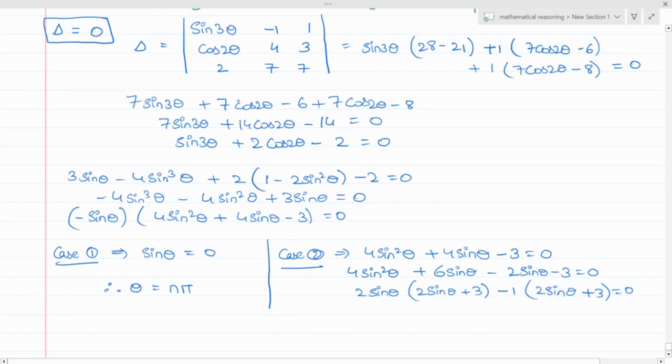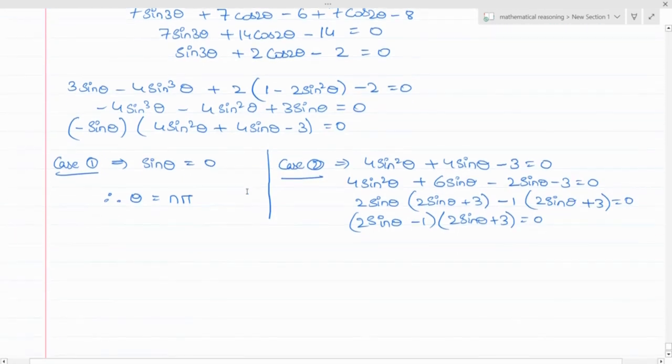So what are the factors over here? 2 sine theta minus 1 and 2 sine theta plus 3. These are the two factors. And again from here we have two different solutions. That is sine theta equal to half. One more is sine theta equal to minus 3 by 2. And this is not possible because we know the sine theta lies between minus 1 to 1. So it doesn't lie in the range.